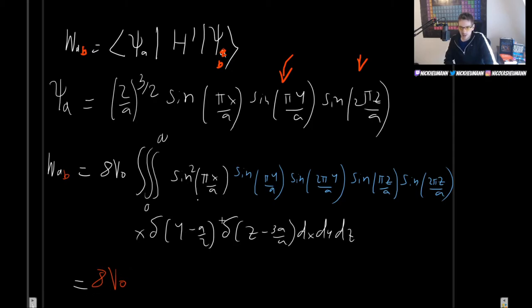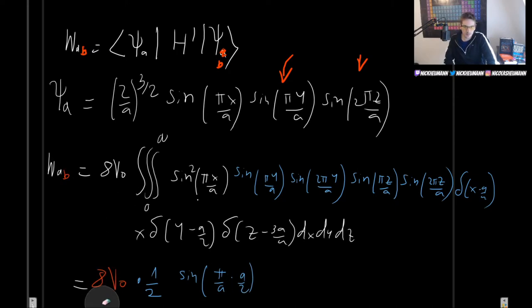So, wait, I'm actually missing the first delta function. I need to add it here. Delta x minus a over 4. Okay, so this sine, once again, it's the same, so it's still going to be 1/2. Now, what about these sines? So this first part right here is going to be sine of, what is y? It's a over 2. So we get pi over a times a over 2, which is going to be sine of pi over 2, which is 1. So once again, this part right here is 1.